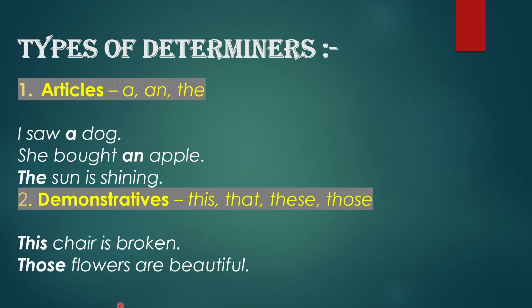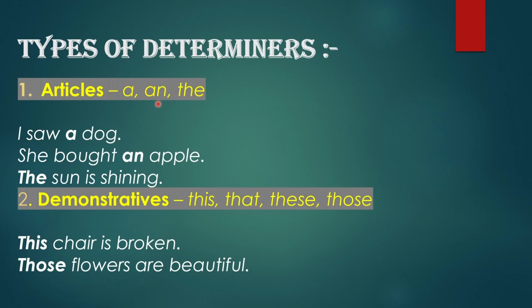Here is an explanation of the uses of different types of determiners. First type is articles. Articles a, an and the. Articles are determiners that help specify whether a noun is specific or general. The article a is used before nouns that start with a consonant sound. For example, a book, a car. And an is used before nouns that start with a vowel sound. For example, an apple, an hour.